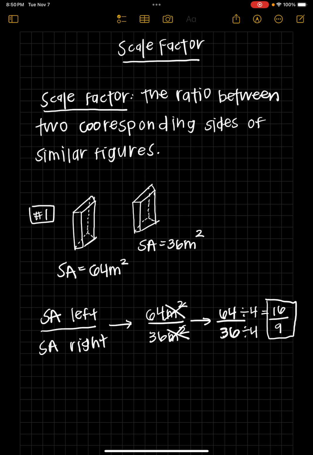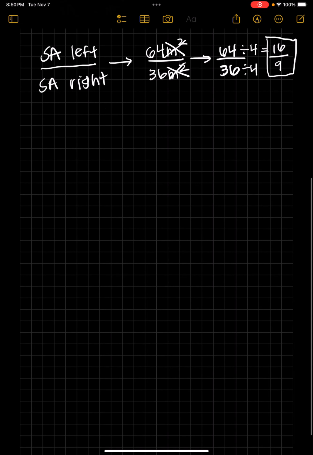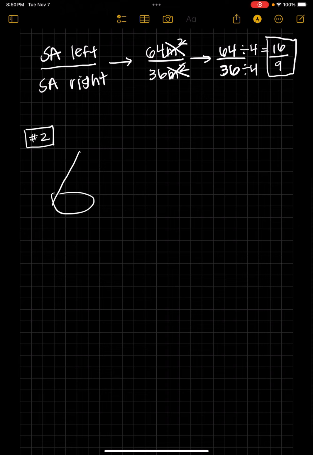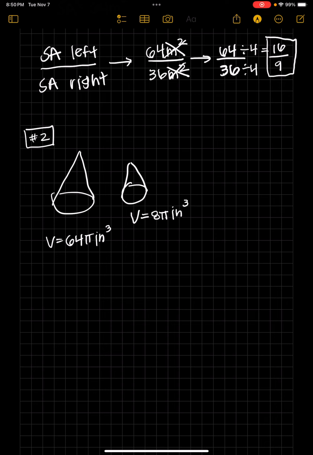Okay, so let's do the same thing for the second example, and I didn't write it down, so let me write it down. The second example is two cones. The first cone has a volume of 64 pi inches cubed, and the second cone has a volume of 8 pi inches cubed. So again, these are volumes, but because they're both volumes, we can compare them. It's like comparing apples to apples instead of apples to oranges. And so I'm going to say the volume of the left cone over the volume of the right cone.